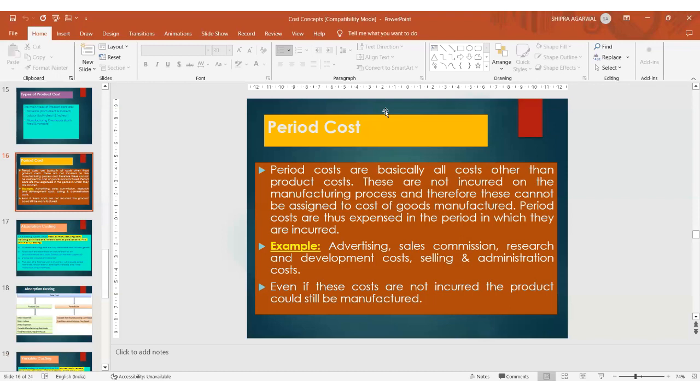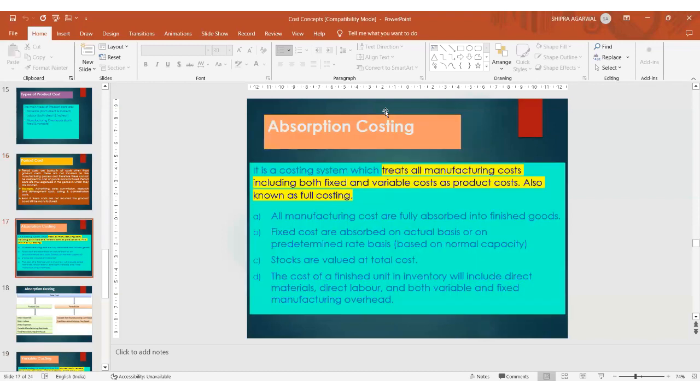Now, after this product and period cost, we have another method of costing, which is known as absorption. Here we will be studying two methods of costing. One is known as absorption and the other one is known as variable costing, or what we call marginal costing. Absorption costing actually means full costing. When I use the term full, that means fixed and variable, both components are taken into consideration, right? So whether I'm talking about variable cost or fixed cost, both are to be considered while valuing your closing inventory. Every finished unit in your inventory will include your variable as well as fixed cost.